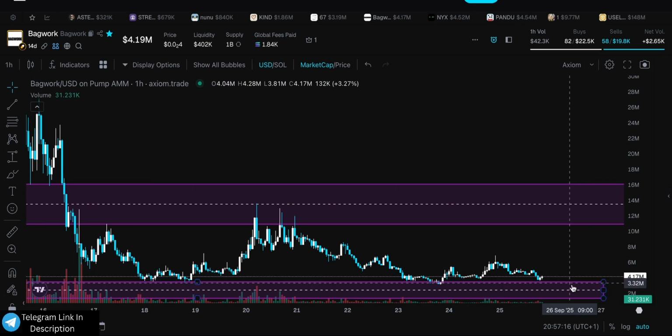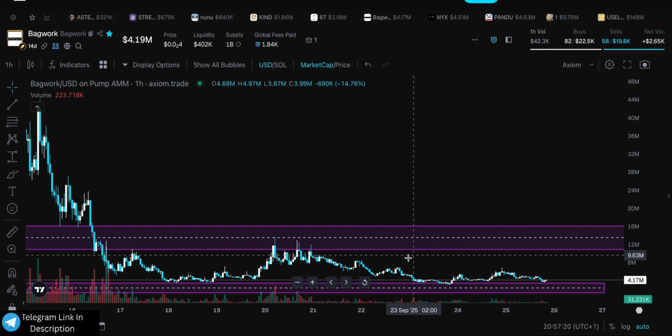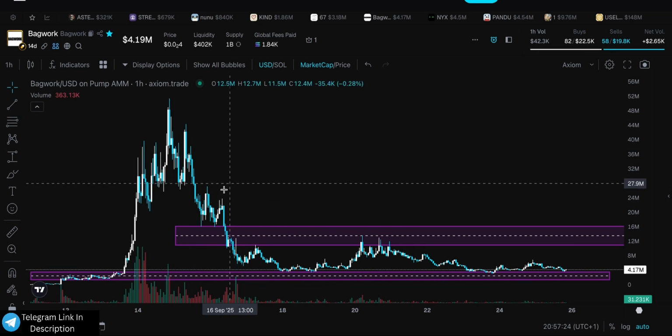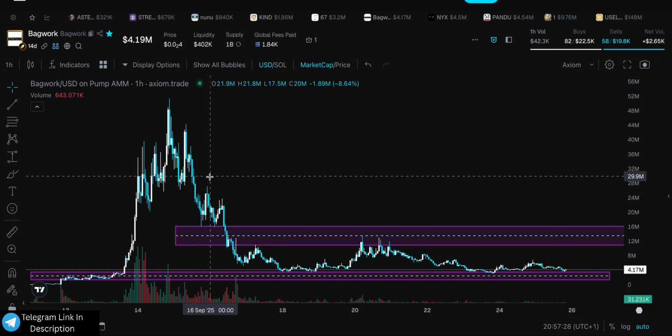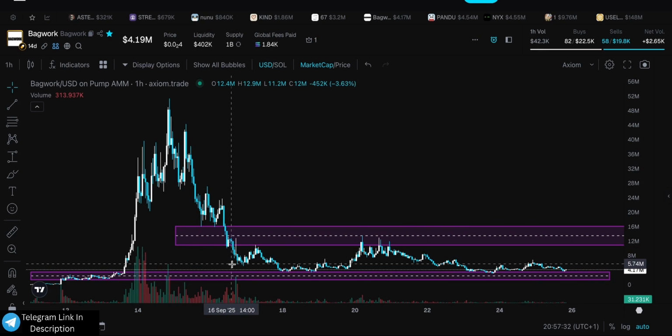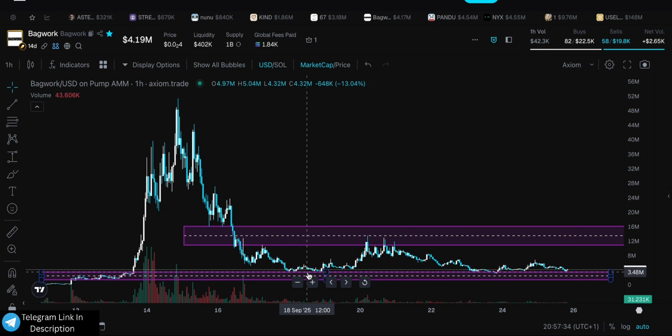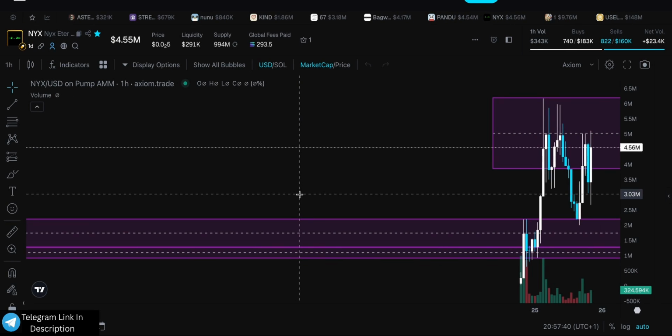If we do continue to support, I would be looking for another entry. However, we've kind of already had it. And if we do, which we might eventually, it could come back up to this area at 25. But that said, there's no guarantee that that's going to happen. Normally, you would just get on the first retracement upwards. Okay, go to a different coin quickly.